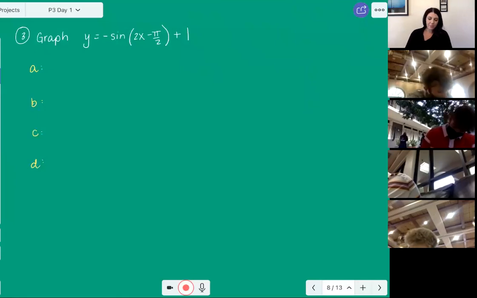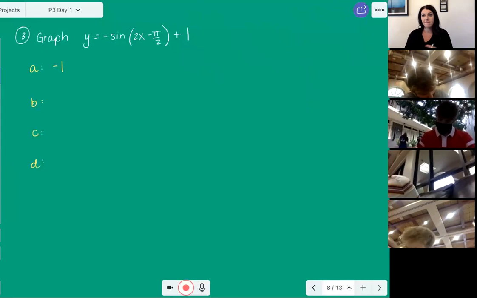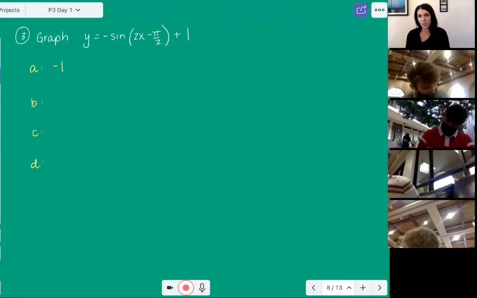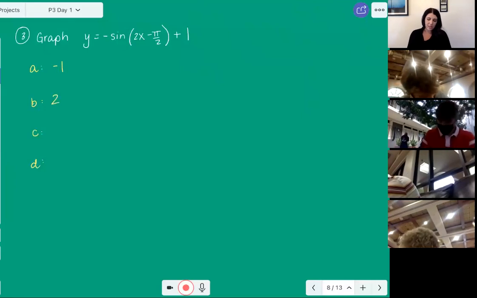Adam, what's our A? It's 1. I mean -1. Careful, it's -1. Good. Remember that negative is going to have an impact. Adam, what impact does that negative have on our graph? It reflects over the x-axis. Fantastic job. It flips it over or reflects it over the x-axis. Adam, what's our B? 2. And our C? Negative pi over 2. Good. And the D? 1. Good.